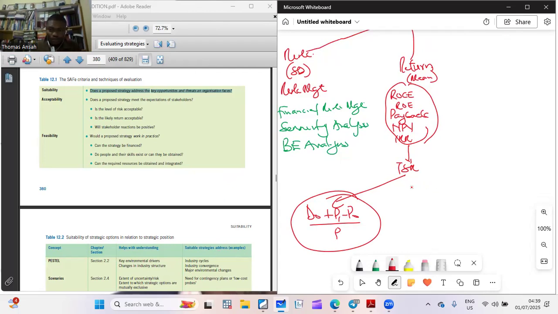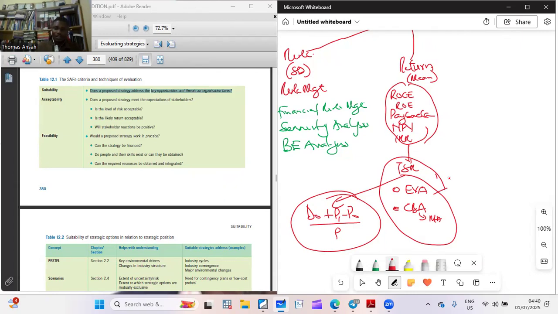Then you also do what we call the EVA, economic value added. Then CBA, cost benefit analysis. So this thing is more in management accounting. And so we will learn how to calculate all these things. That is for the shareholder value analysis. These are for shareholders. This is entity specific.